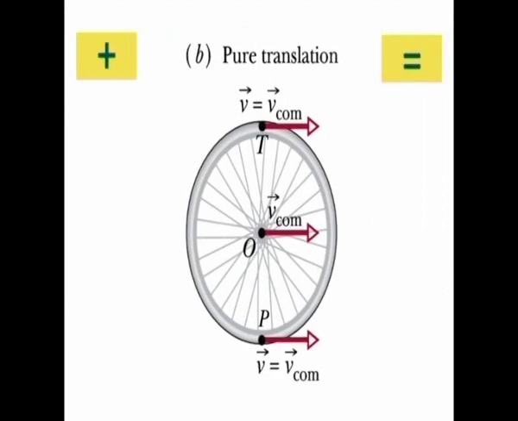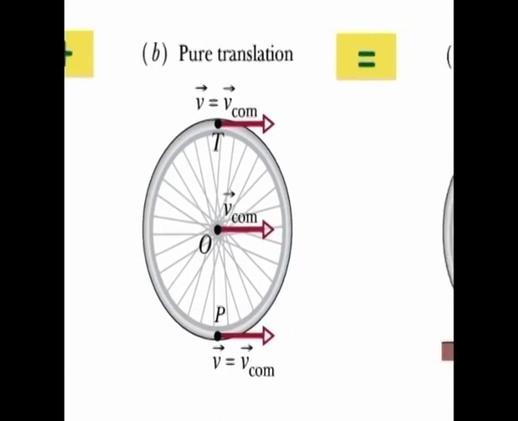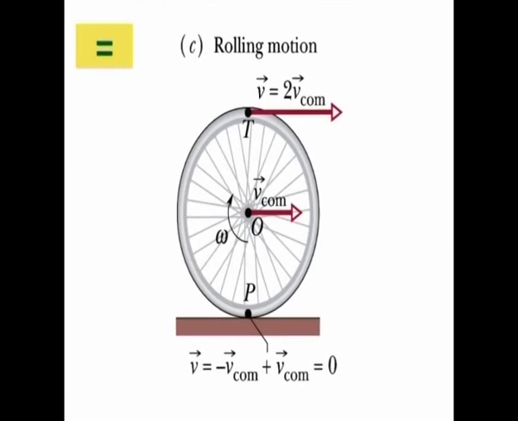Figure B shows the purely translational motion, as if the wheel did not rotate at all. Every point on the wheel moves to the right with speed v-com. The combination of figures B and A yields the actual rolling motion of the wheel shown in figure C.